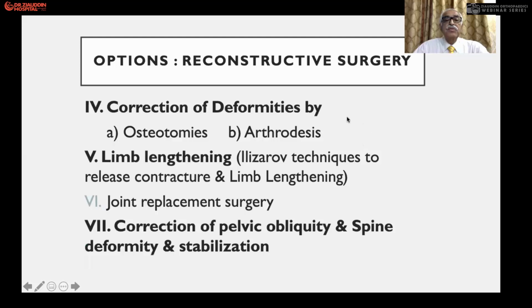Deformities should be corrected before embarking on tendon or muscle transfer, which can be done by osteotomies and arthrodesis. If there is a residual limb length discrepancy, we can do limb lengthening by the Ilizarov technique or some other techniques, and very few patients need hinge knee joints and hinge hip joints.